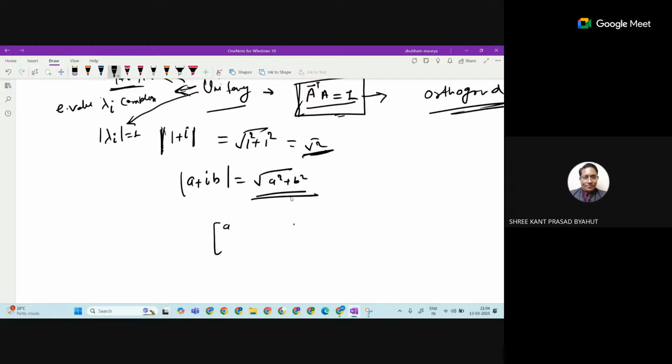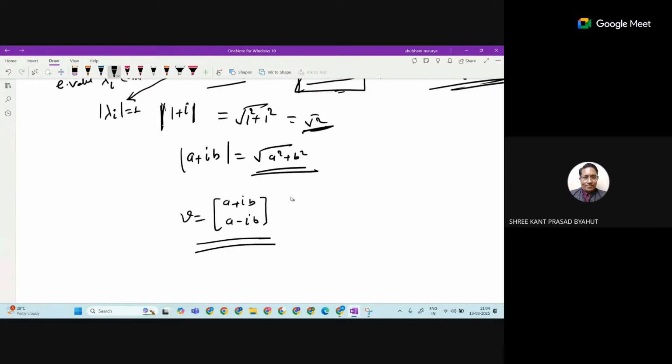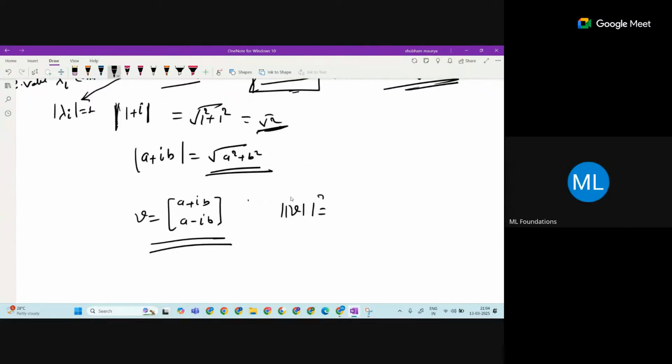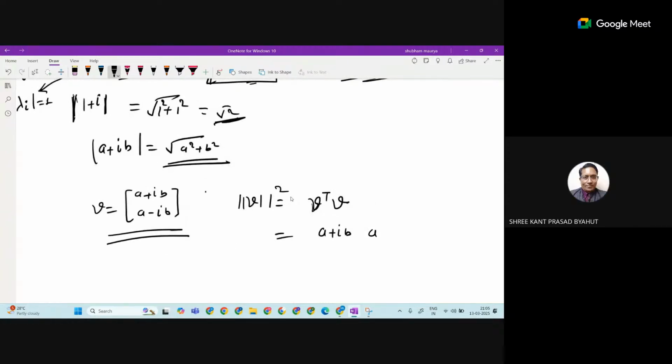Okay, there are two elements. You are saying you have a vector. A vector will have some norm. The norm is going to be the inner product with v. So this is going to be nothing but v transpose v, which is going to be a plus ib, a minus ib.